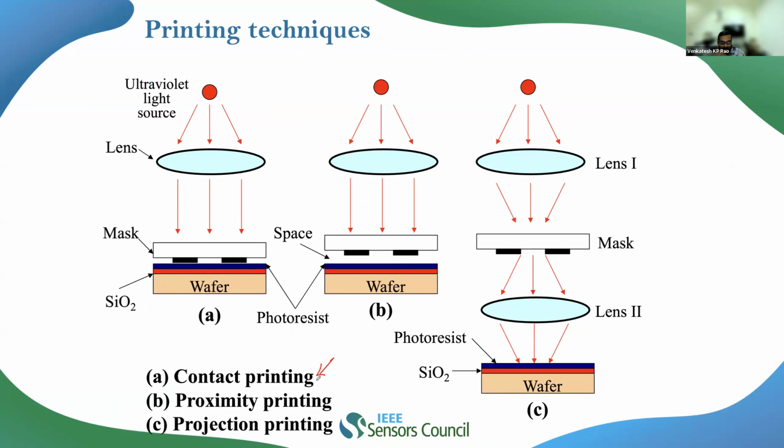Sorry, not the wafer, I should say the photoresist. On the other hand, in proximity printing, you can see that a small space has been kept away from the wafer. The mask is kept at a small proximity to the wafer, and then the pattern is transferred onto the structure.